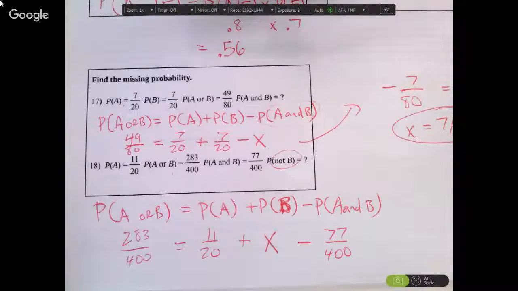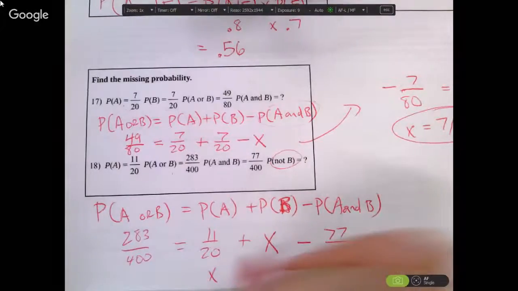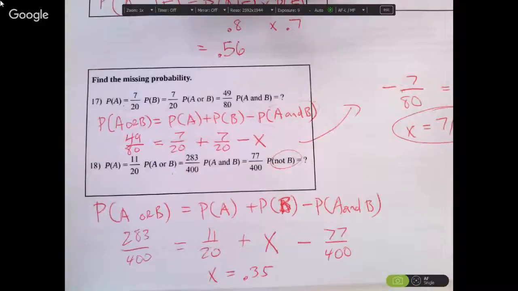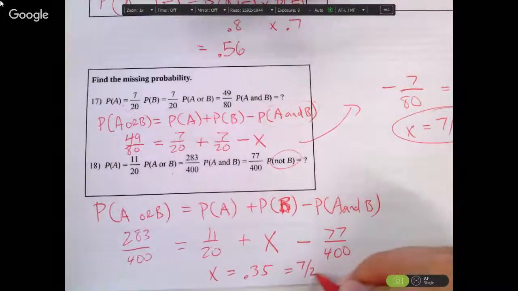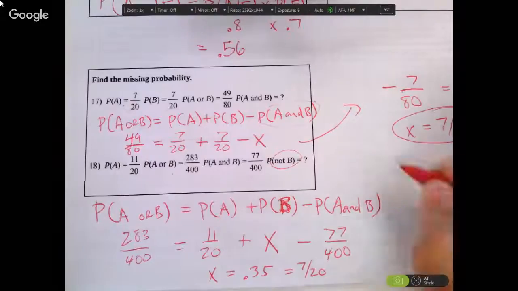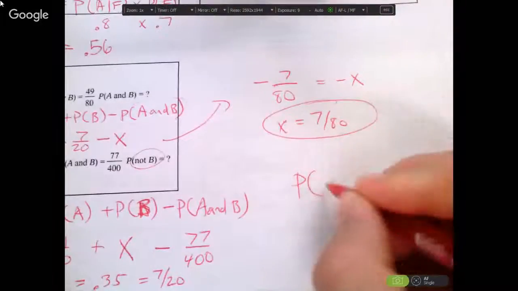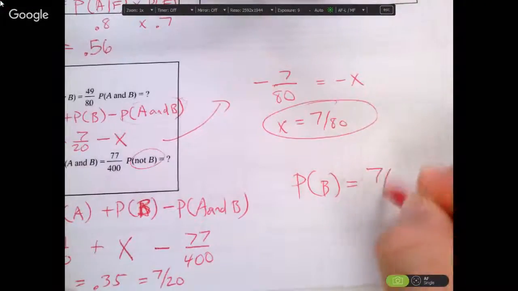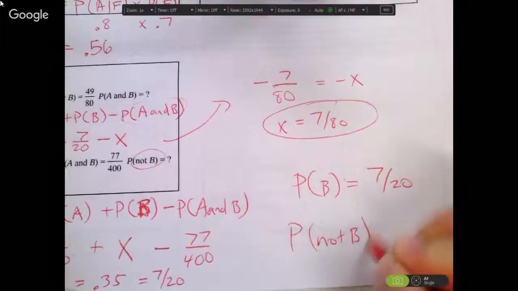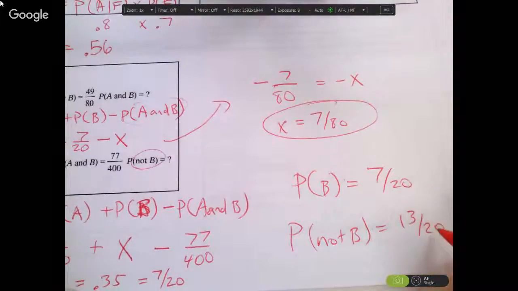And I get that X equals 0.35. Or I could change it to a fraction, 7 over 20. So the probability of B, if the probability of B is 7 out of 20, then the probability of not B is 13 out of 20.